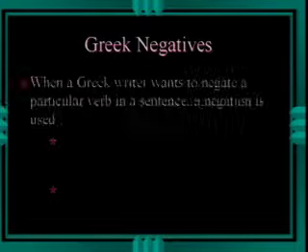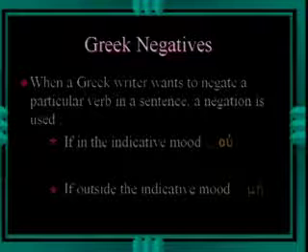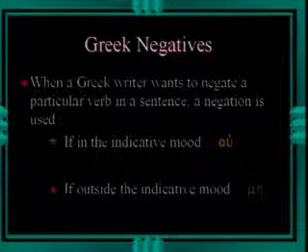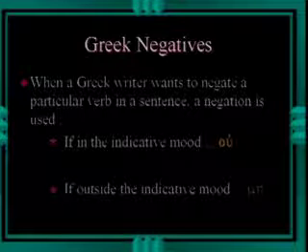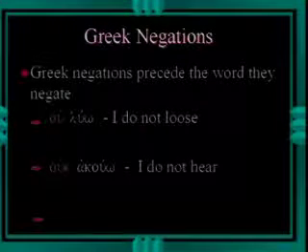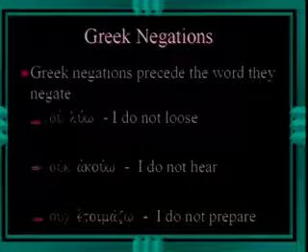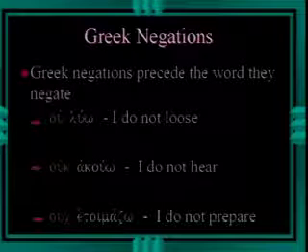All right. I want to draw your attention in the text to the way we negate a particular sentence. In the indicative mood, it's with the negation ou. Outside of the indicative mood, we'll get to these later in future segments, is me. Three examples, and you can find these in your book as well. Ou luo, I do not loose.